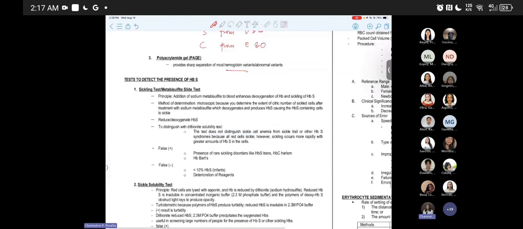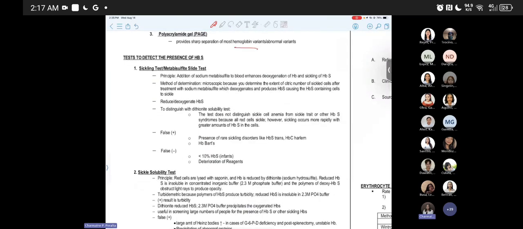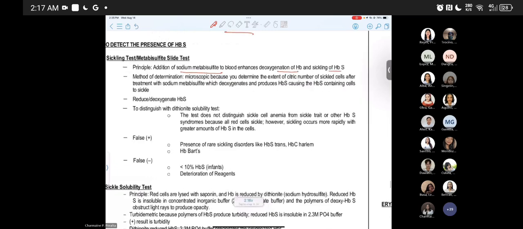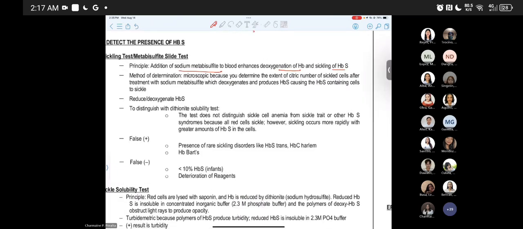Next, test to detect the presence of HbS. We have sickling test or metabisulfite slide test. So principle, addition of sodium metabisulfite to blood to enhance the deoxygenation of hemoglobin and sickling of hemoglobin S. Method of determination, microscopic, because you determine the extent or number of sickled cells after treatment with sodium metabisulfite, which deoxygenates and produces HbS, causing the HbS-containing cells to sickle.